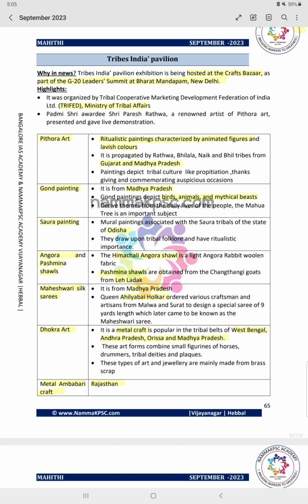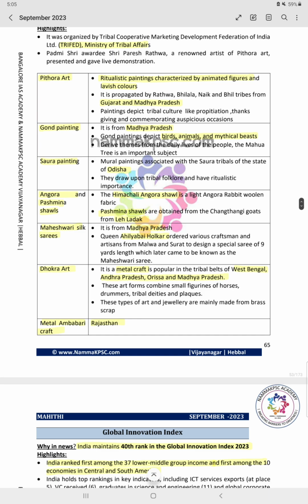This is from Madhya Pradesh. Then we have Saura painting. Saura is from Odisha. Then Angora shawls. Angora shawls are from Himachal. Pashmina shawls are from Ladakh. Earlier, in earlier books, it is given that Pashmina shawls are from Jammu and Kashmir because it was undivided. But now, as there is a segregation, we have to be much more specific. So Pashmina shawls are from Leh Ladakh. And Maheshwari silk saris are also from Madhya Pradesh, and this sari was made popular by Ahilyabai Holkar, who asked her designers at that time to design a 9 yard sari.